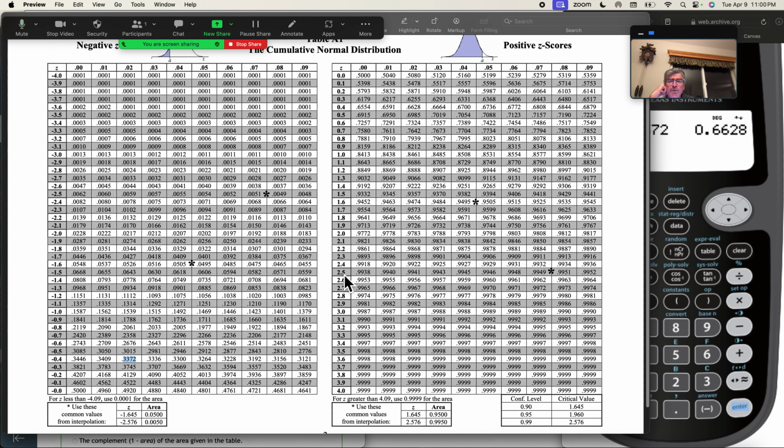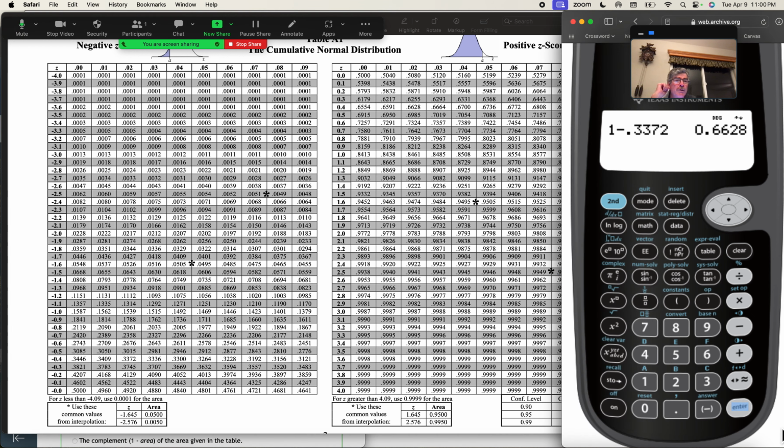So here's 2.5, and then I'm going to go way out to 0.08 right there. Here's the 0.08 and the 2.5. So this is 0.9951. I'll go ahead and put that into the calculator. 0.9951, and then I'm subtracting another area.